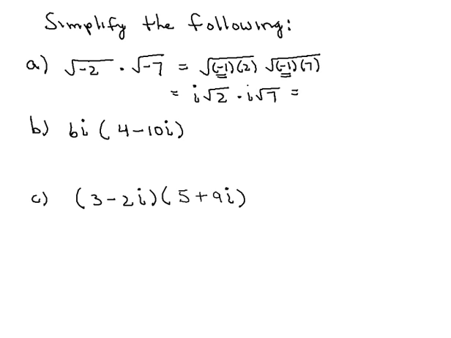And i times i will be i squared. And the square root of 2 times the square root of 7 will be the square root of 14. And we know that i squared is -1. So our final answer then will be negative the square root of 14.